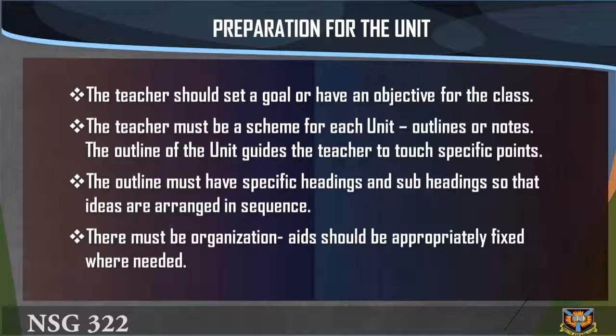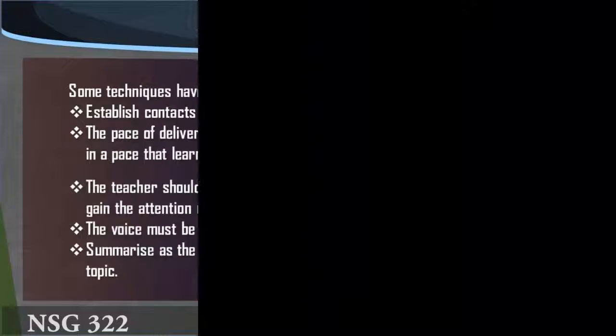Preparation for the unit. The teacher should set a goal or have an objective for the class. The teacher must have a scheme for each unit. Outlines or notes. The outline of the unit guides the teacher to touch specific points. The outline must have specific headings and subheadings so that ideas are arranged in sequence. There must be organization. Aids should be appropriately fixed where needed.